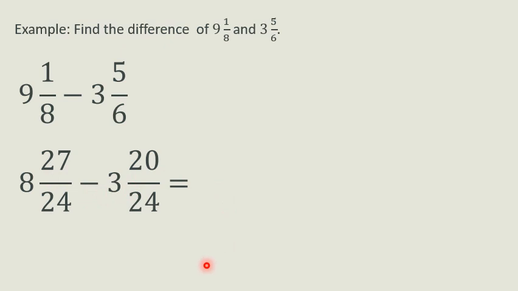Ngayon, pwede na tayong mag-minus. Okay, kopyahin muna natin ang denominators. Ito po ay 24. Then, 27 minus 20 is 7. Tapos yung whole number naman, 8 minus 3 is 5. Kaya ang magiging answer natin is 5 and 7/24.